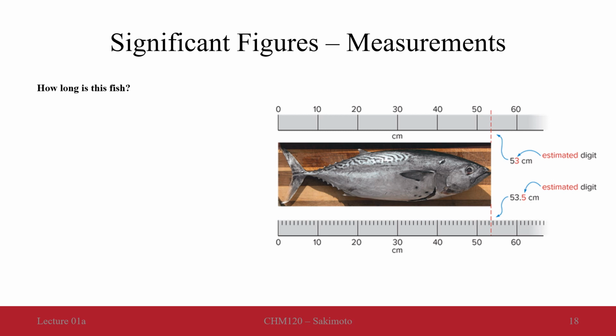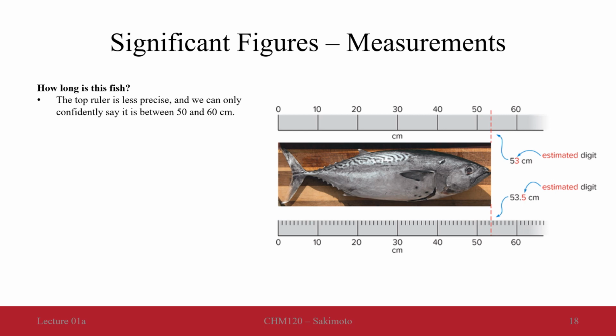So let's say you caught a fish and you want to tell people how long the fish you caught is. Well, you may use different types of rulers or different types of tape measures to measure the length of this fish. Let's say you had the top ruler, which only has lines every 10 centimeters.